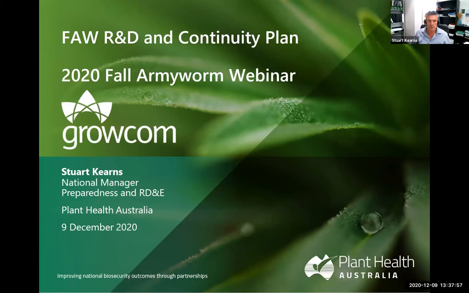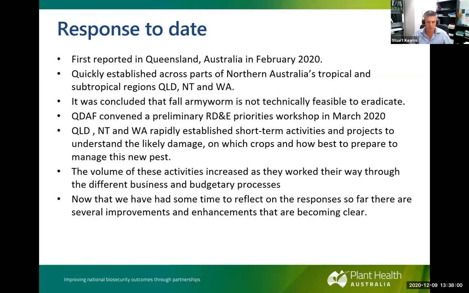So first of all, I'll get straight into this. I just wanted to highlight some of the response to date. As we can all appreciate, fall armyworm was first detected on the Australian mainland in Bamaga back in February 2020. It quickly established right across the north into Western Australia, and moved south in Queensland. It was quite quickly concluded that fall armyworm was not technically feasible to eradicate. And this was not a decision that was taken lightly.